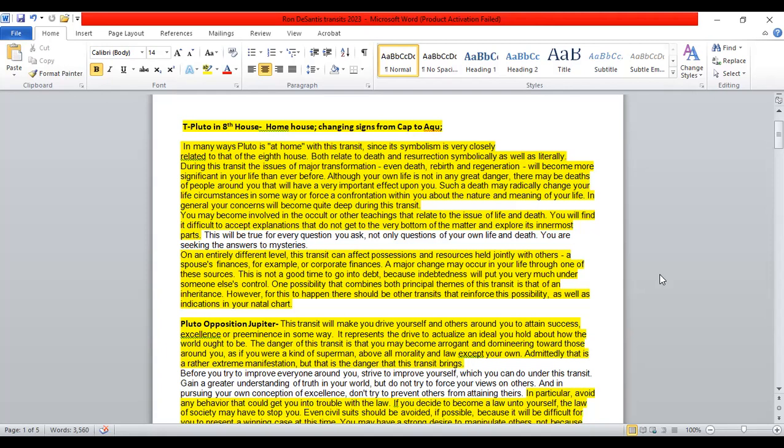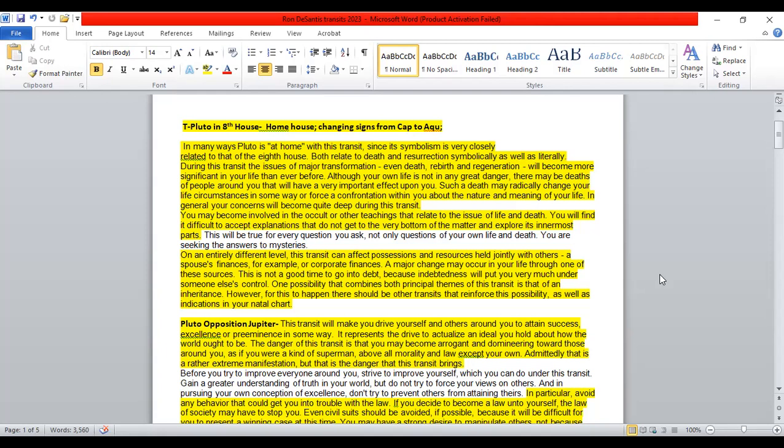In general, your concerns will become quite deep during this transit. You may become involved in the occult, look at that again, or other teachings that relate to the issues of life and death. You will find it difficult to accept explanations that do not get to the very bottom of the matter and explore its innermost parts. Well, that's because he's so Virgo.